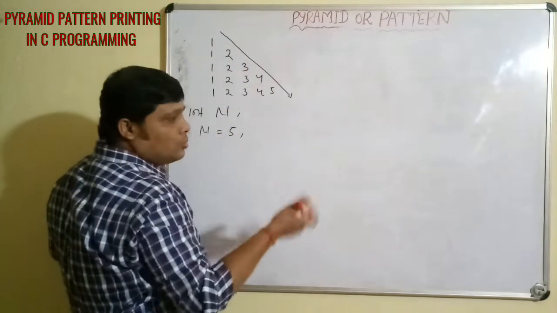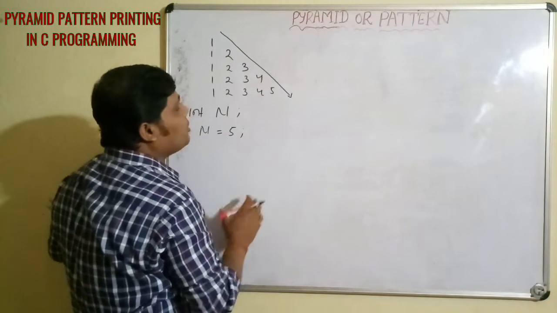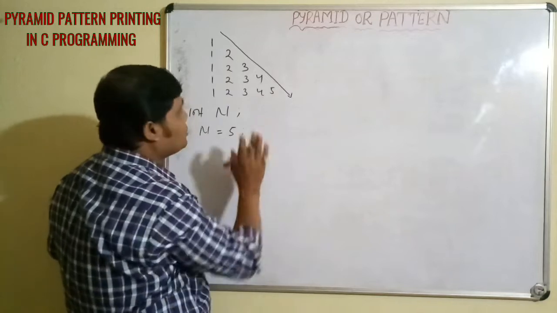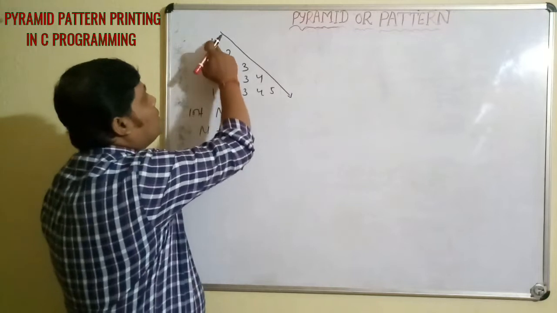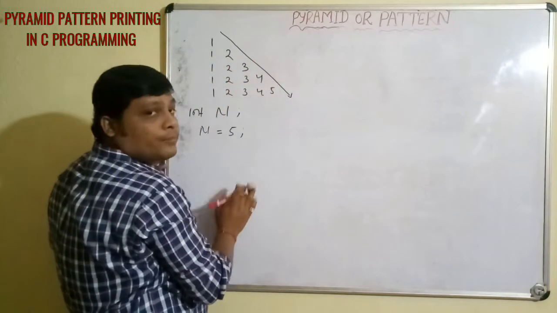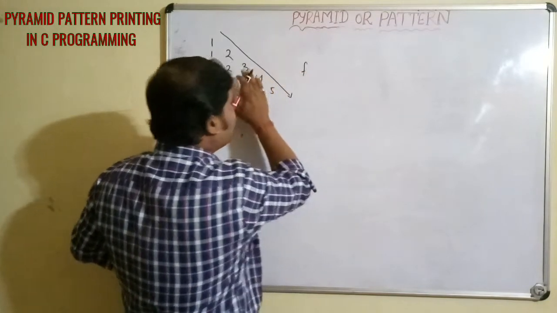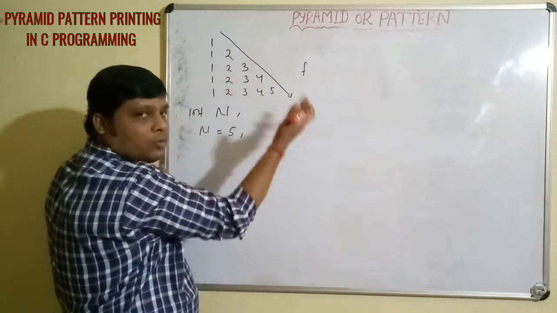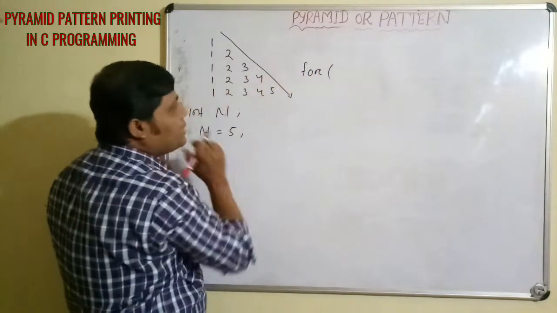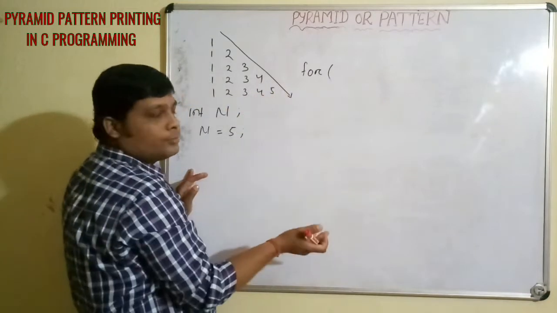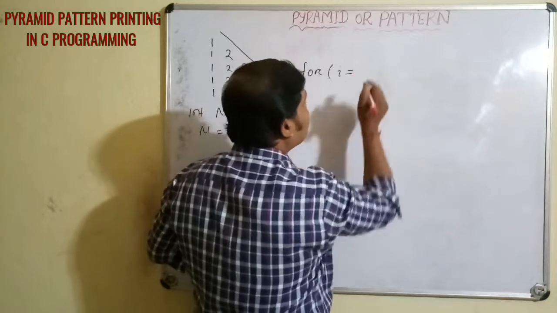Just see how to write the program for this type of pattern. You just develop your logic; look thoroughly so that you can understand. This is 1, 2, 3, 4, 5 like this. To print this pattern, I need more than one loop. To print multiple lines, I need one loop. Suppose I am taking the i loop to print multiple lines.